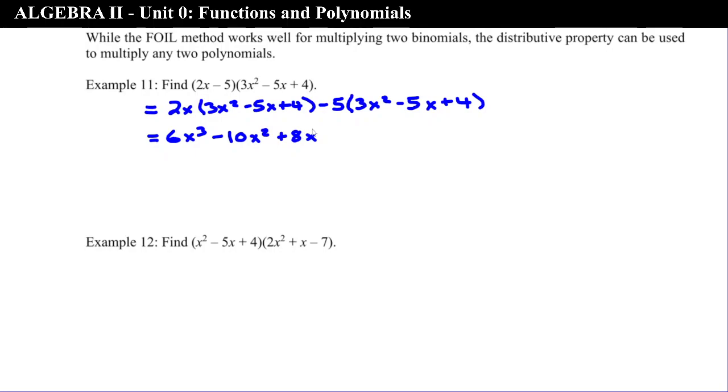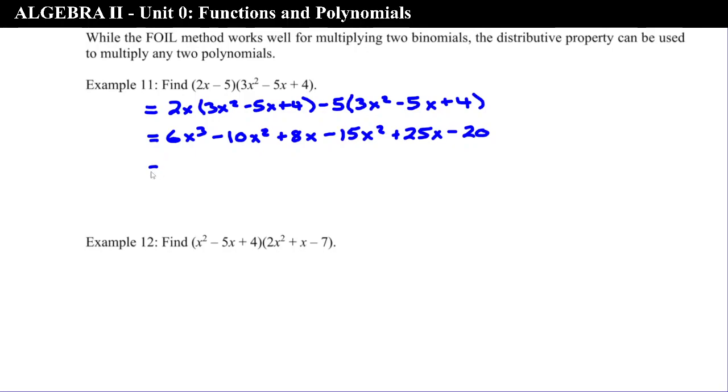Now here we have 2 options. We can go ahead and just do minus and distribute the 5 and just put a minus in front of it and put parentheses around everything, but let's skip that step and just distribute minus 5 out to everything. So if we do that, we end up with negative 15x squared, and then minus 5 times minus 5 gives us plus 25x, and then we end up with minus 20 on the end.